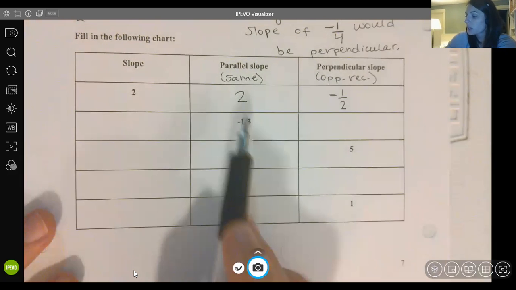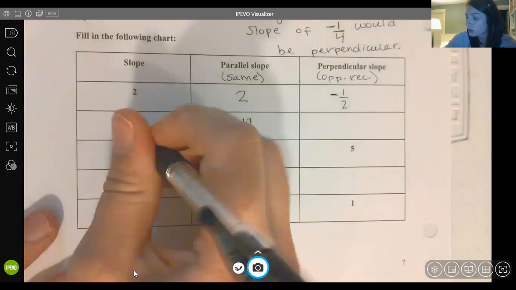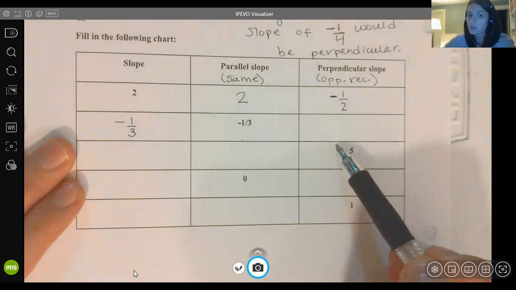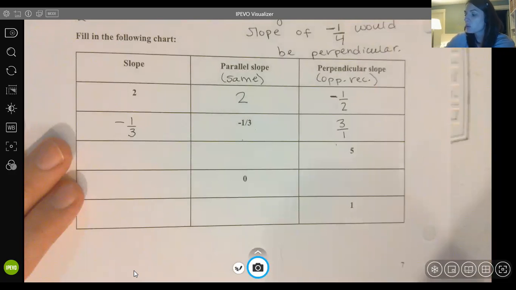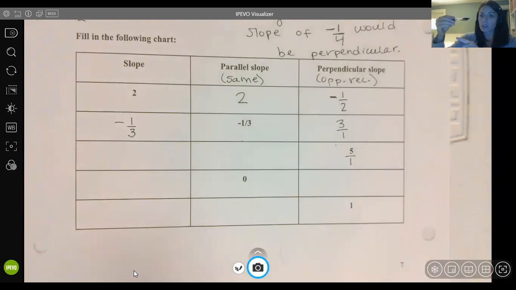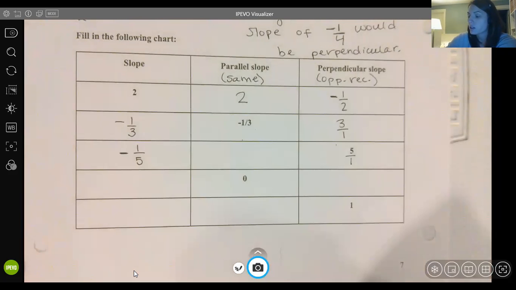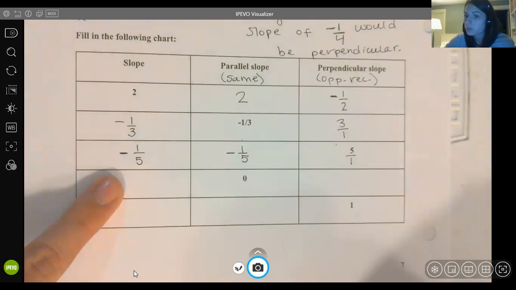If I know the parallel slope is -1/3, then my original slope would also have to be -1/3. And a line perpendicular to this, opposite reciprocal, would be 3/1. If the perpendicular slope is 5, or 5/1, then the original slope, again opposite reciprocal, would be 1/5, and opposite sign, so -1/5. And a line parallel to that would also have a slope of -1/5.